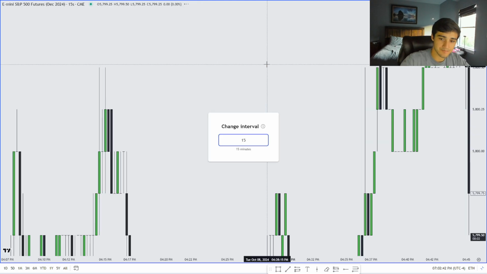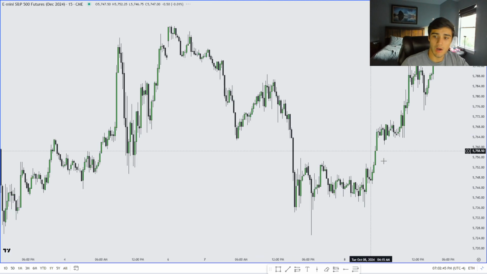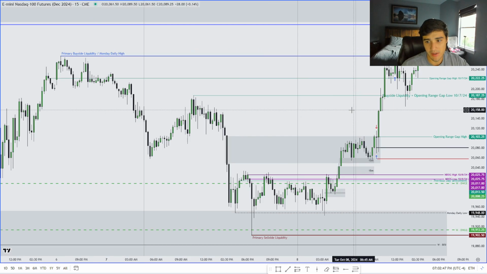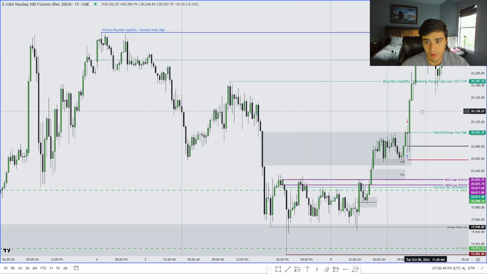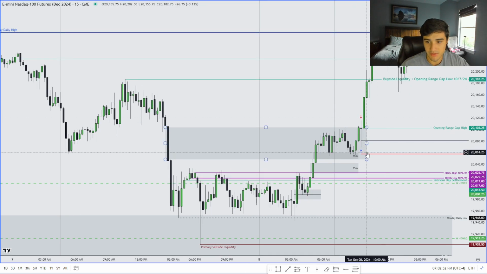Because at the time, I was so caught up selling short the first percentage volume gap that I completely ignored my bias for the daily range. Now, price did not trade the consequent encroachment here.